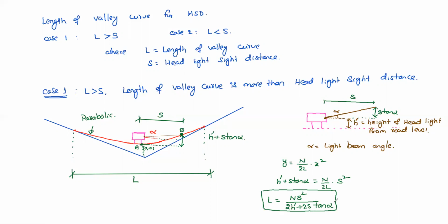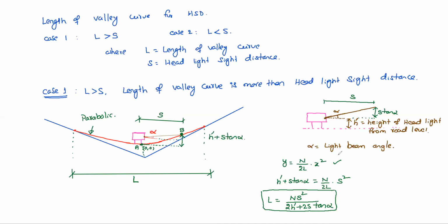It is very simple. The equation is y equal to kx square, where k is n by 2l, already we have derived for parabolic natured curve. So assuming this as a parabolic curve, y equal to n by 2l into x square, assuming that least position is origin 0, 0, then x coordinate is s, y coordinate is h dash plus s tan alpha.